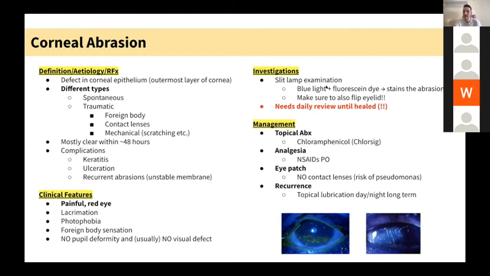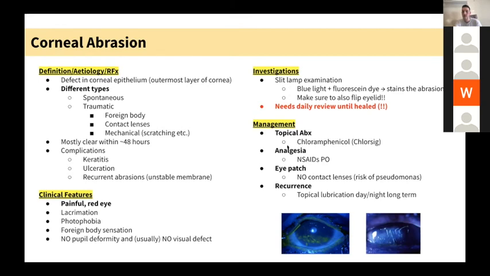For investigations, a slit lamp exam again, and definitely doing your fluorescein dye, which will help pick it up. A key thing with this one and a lot of other injuries is that they need daily review. This has popped up in quite a few exam questions where you've had someone with something go in their eye and they need to have a review. You need to make sure that you're doing reviews every single day until they're properly healed.